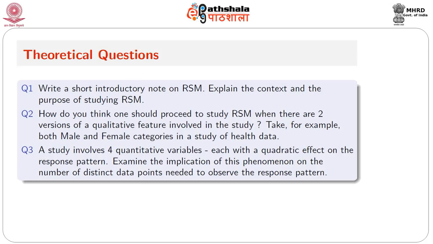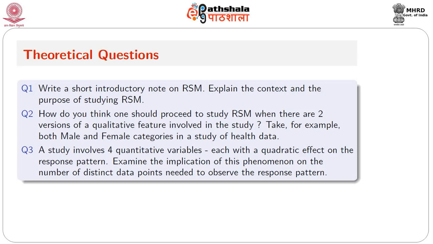Okay, sir. The question number 2 is, how do you think one should proceed to study RSM when there are two versions of a qualitative feature involved in the study? Take, for example, both male and female categories in a study of health data. So let me explain. You are having health data, and then there are a number of covariates like height, weight, blood pressure, etc. There is a key response variable, and there are a number of regressors. And you have data for both males and females.